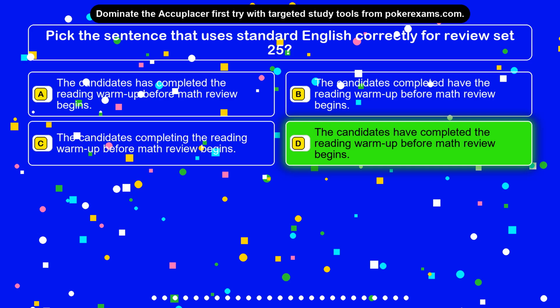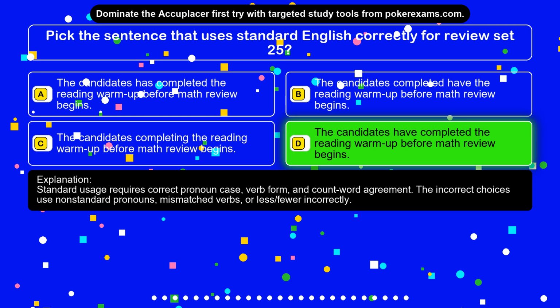The correct answer is option D. The candidates have completed the reading warm-up before math review begins. Standard usage requires correct pronoun case, verb form, and count word agreement. The incorrect choices use non-standard pronouns, mismatched verbs, or less/fewer incorrectly.